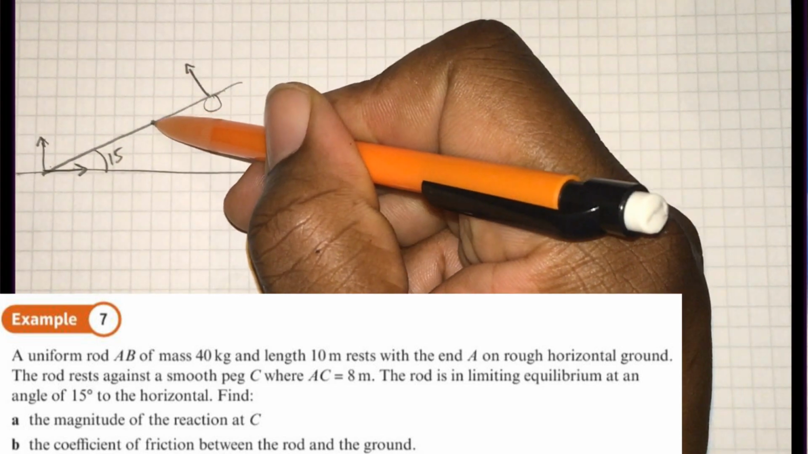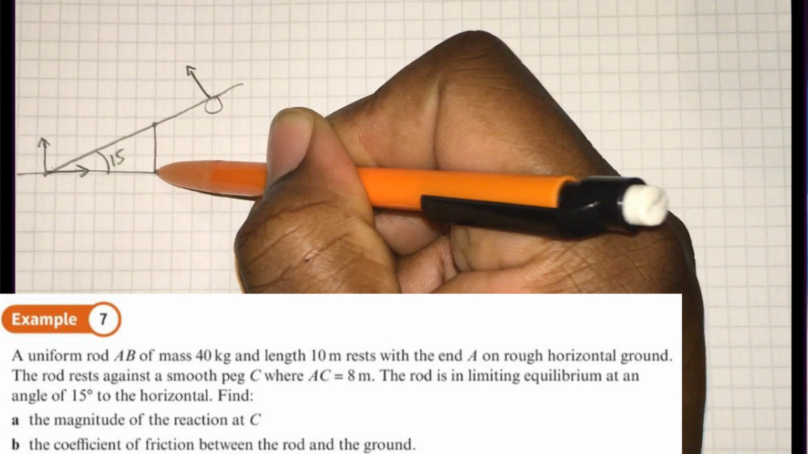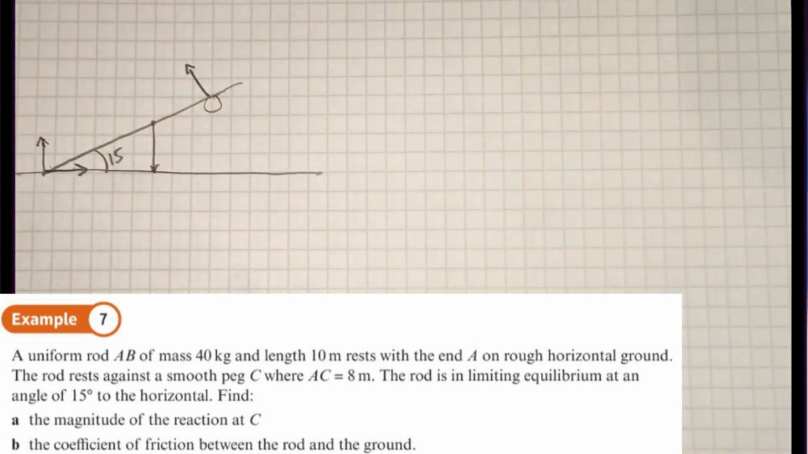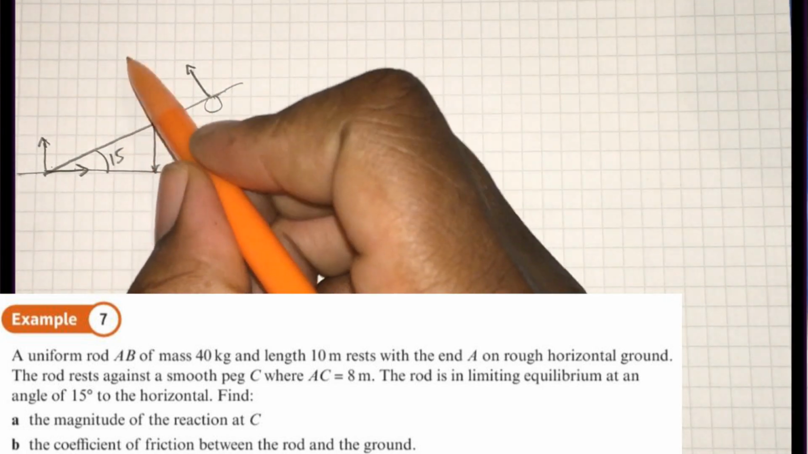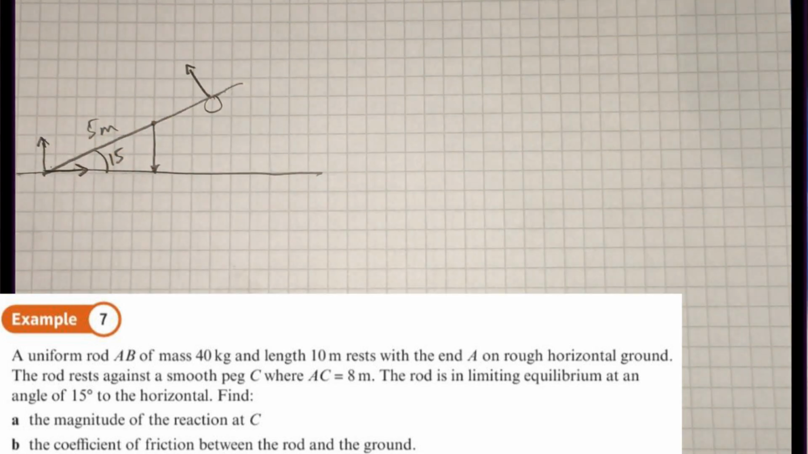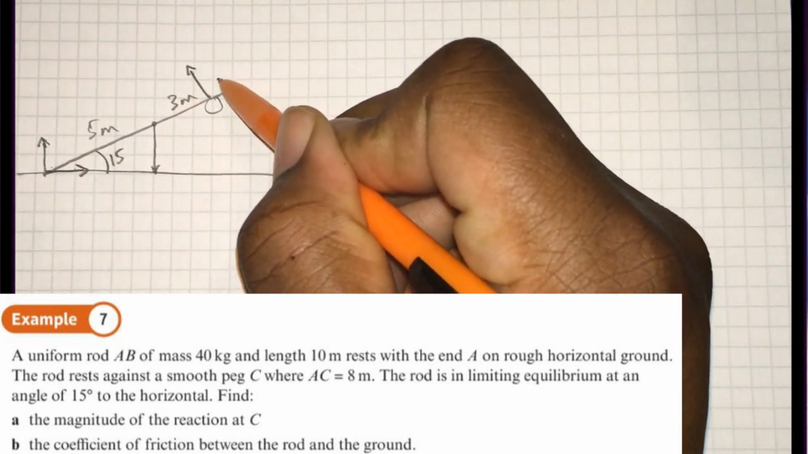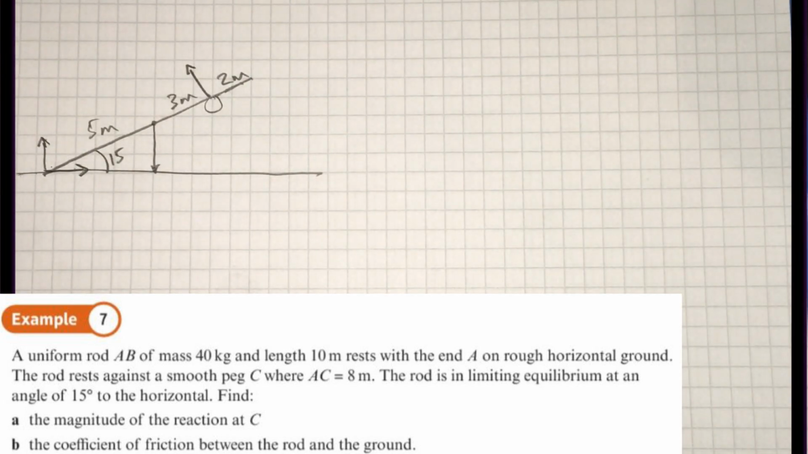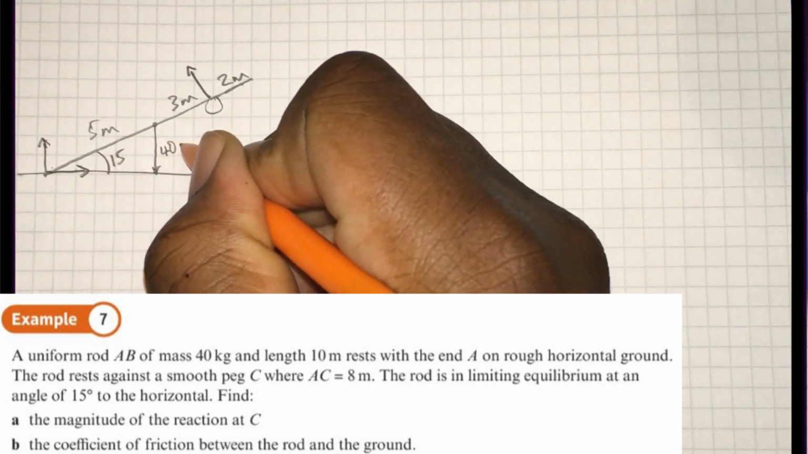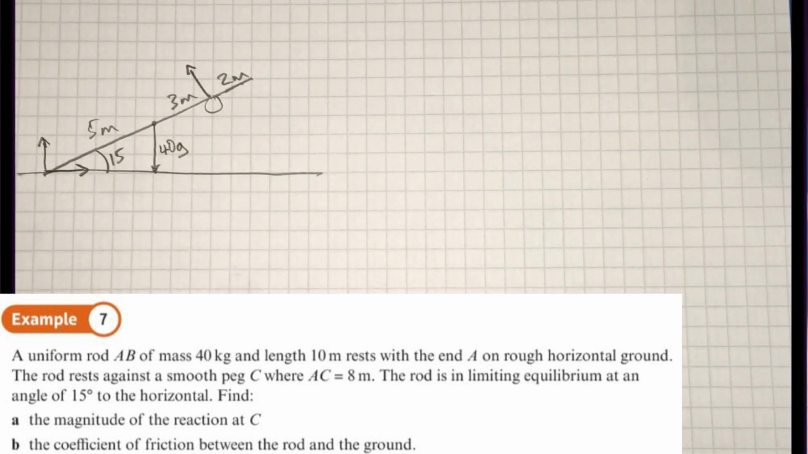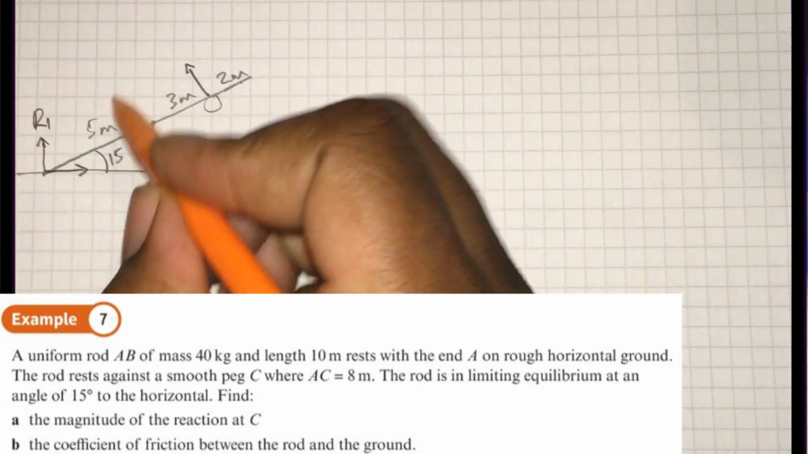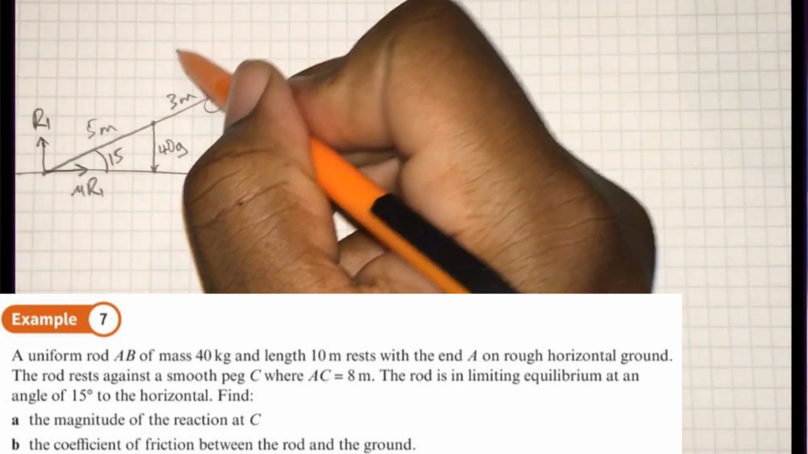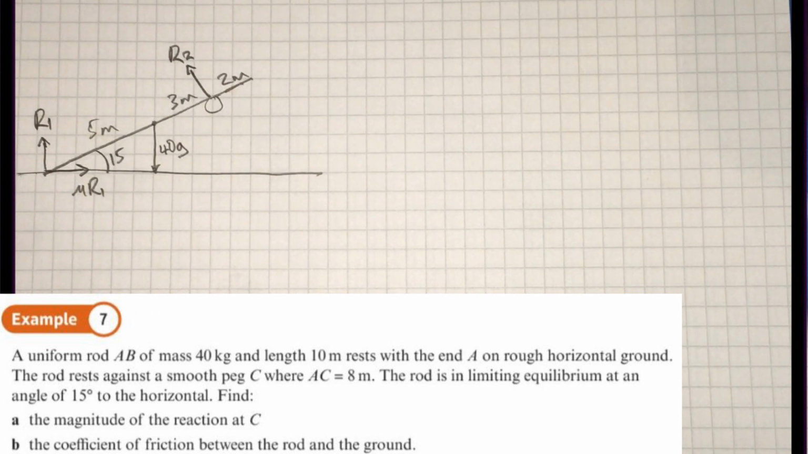We know there's an incline of 15 degrees. It's a uniform rod with a mass of 40 kilograms, so its weight is 40 G. I can add these lengths. Once again, it's uniform, so that weight operates at the center of the rod, which was 10 meters. And the peg was indeed 8 meters away from C. Okay, reaction and friction and my second reaction force.